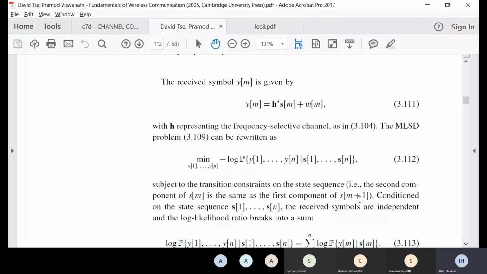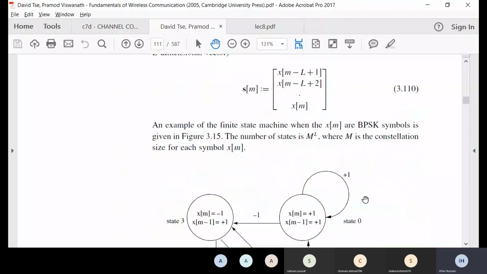I think there is some mistake here. This should be m+1 and this should be m, and this S and S should be vector. So the second component of m+1 is actually the first component of S of m, as you have seen here, or here in the finite state machine.